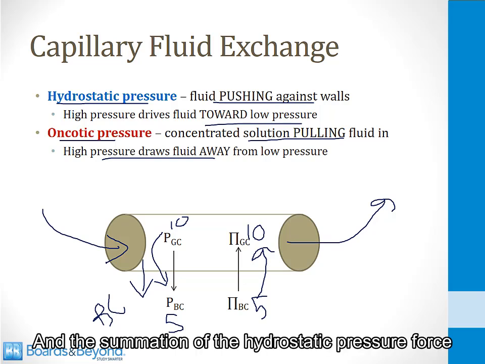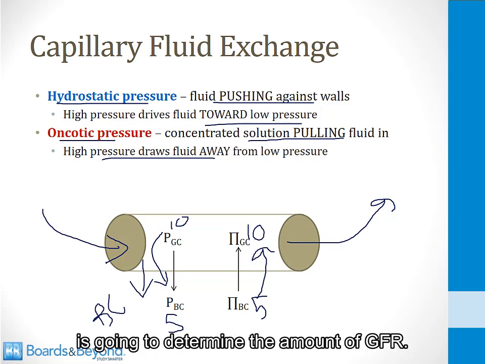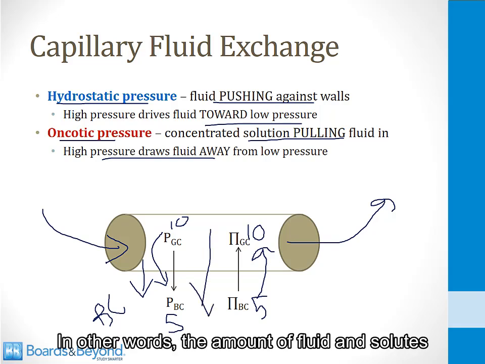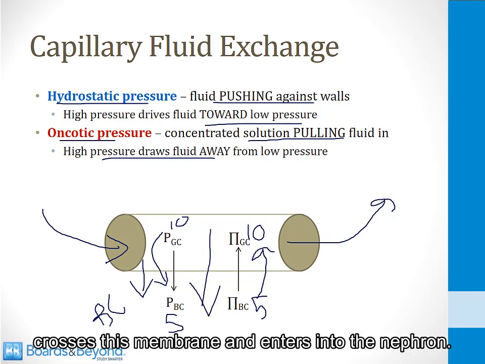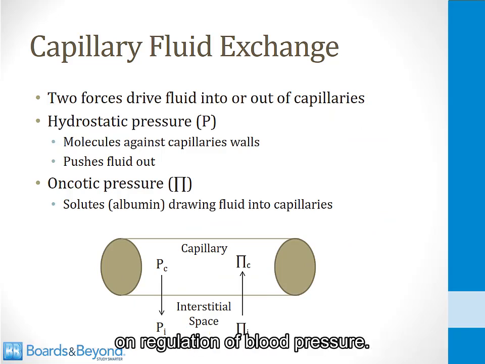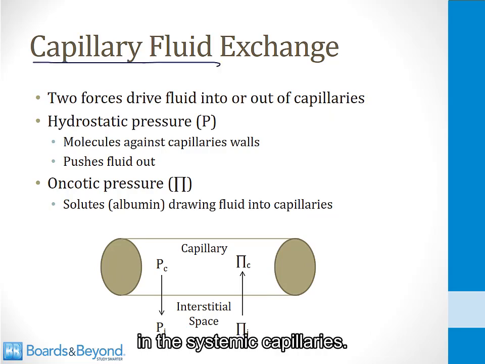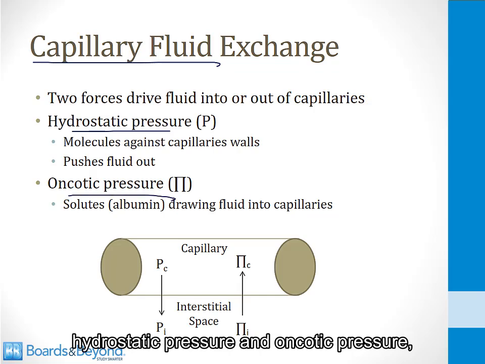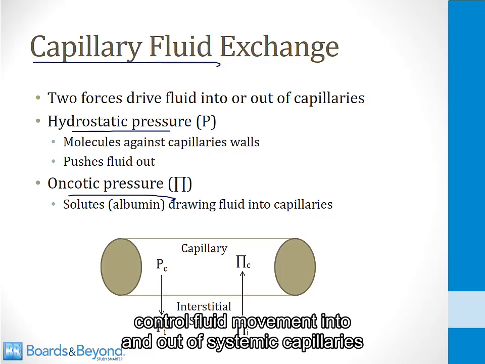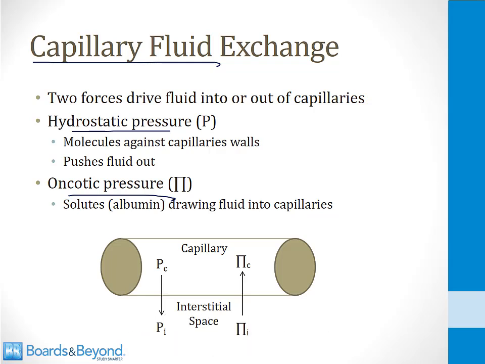And the summation of the hydrostatic pressure force and the oncotic pressure force is going to determine the amount of GFR. In other words, the amount of fluid and solutes that crosses this membrane and enters into the nephron. Here's a slide from the video in the cardiology section on regulation of blood pressure. In that slide, I talk about fluid exchange in the systemic capillaries. And I won't go through this slide now, but I just want to point out to you that the same two forces, hydrostatic pressure and oncotic pressure, control fluid movement into and out of systemic capillaries just like they control fluid movement in the glomerular capillaries.